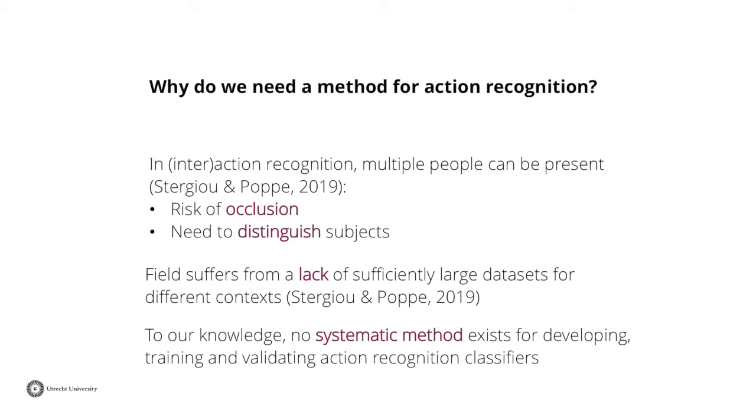I hear you ask, when literature does not describe a method, why is there a need for one? Well, in action recognition, multiple people can be present in an image or video, which leads to a risk of occlusion, meaning that people are blocking or obscuring each other. There's also a need to distinguish different subjects present in the data. Secondly, the field suffers from a lack of sufficiently large datasets that can be used in different contexts. These challenges and risks need to be addressed when developing an action recognition classifier in order to ensure that it performs well. To our knowledge, no systematic method exists for developing, training, and validating such classifiers.